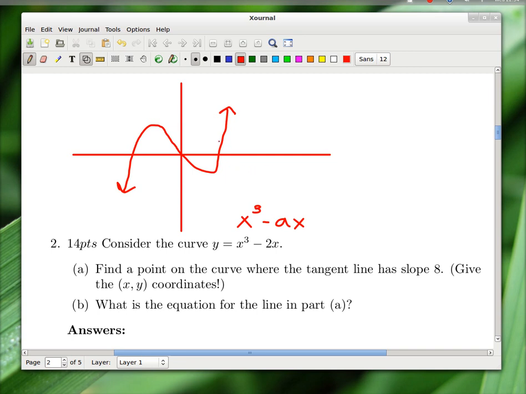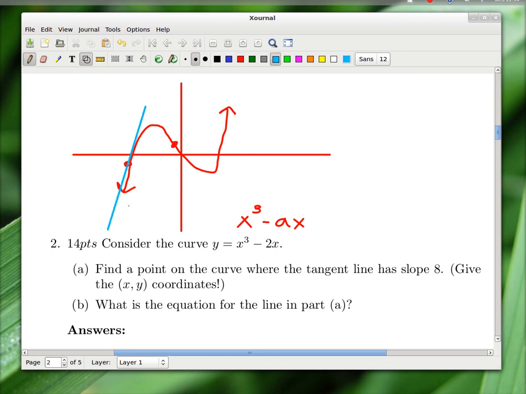And so what we're going to be doing is we're going to find a point. You can see that there are at least two, and I guess we don't know for sure that there aren't three, because there could be a point here where the tangent line has slope 8. Turns out that there's probably not. In fact, I promise you there's not. But there will be a point here where the slope of the tangent line is 8.